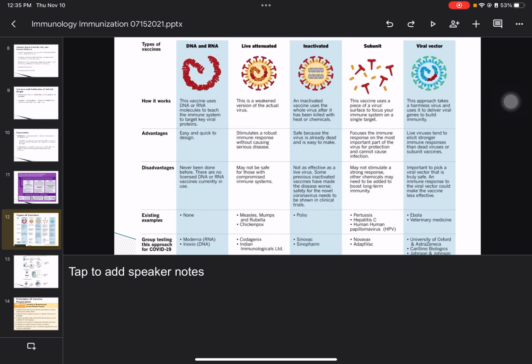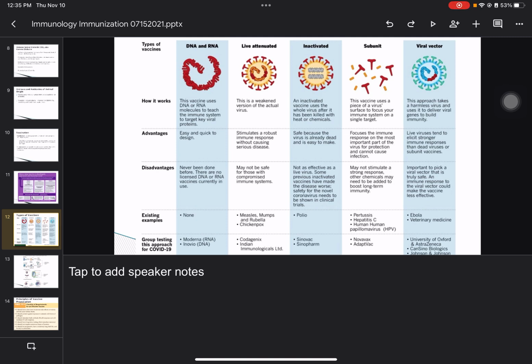So the third one is inactivated. This is the whole infectious agent, but it's dead, okay? So it has all the epitopes, it has all the binding sites, and so now the immune system doesn't know it's dead, it just knows it's not part of the body, and so it makes all these different antibodies against it.